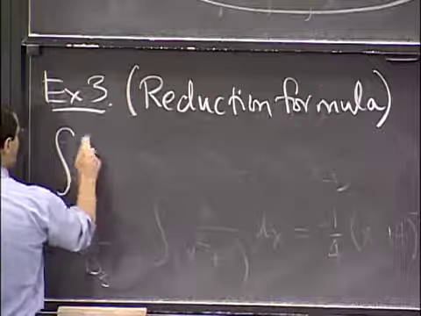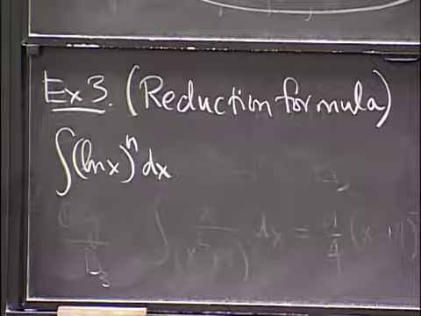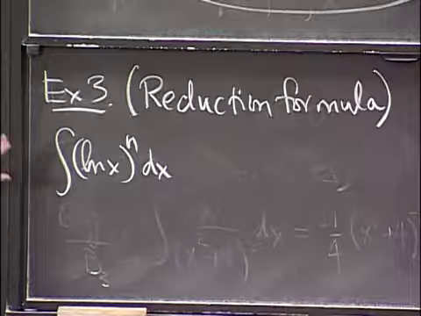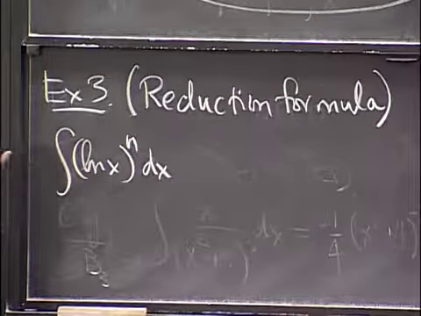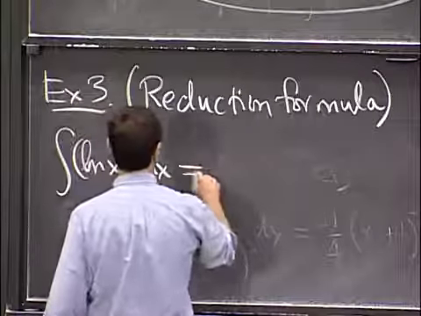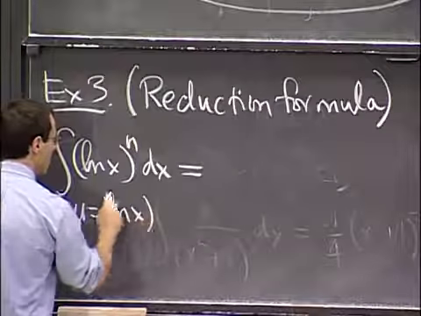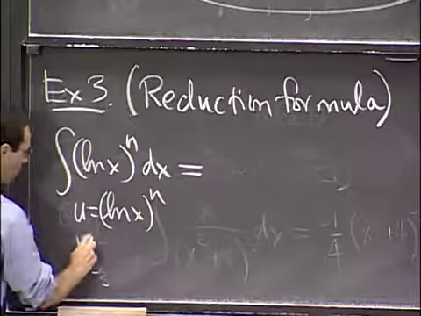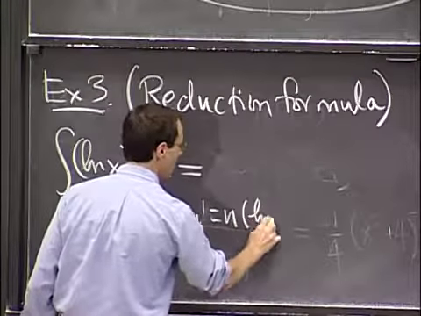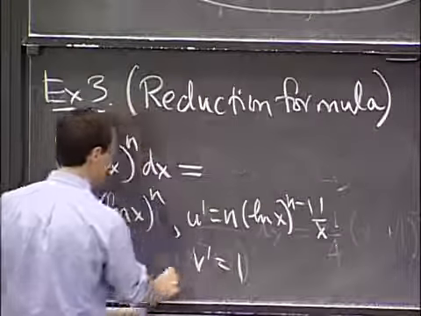So the example is the integral of the natural log of x to the n power dx. And the claim is that if I do what I did in example 2 to this case, I'll get a simpler one, which will involve the n minus first power. And that way I can get all the way back down to the final answer. So here's what happens. We take u as log x to the nth power. This is the same discussion as before. v is x. And then u prime is n times log x to the n minus 1 times 1 over x. And v prime is 1.